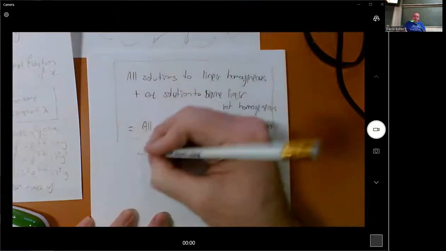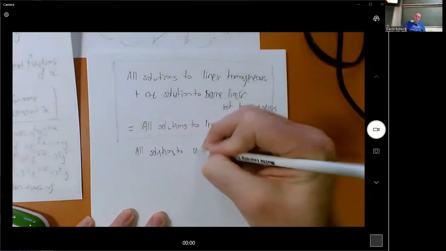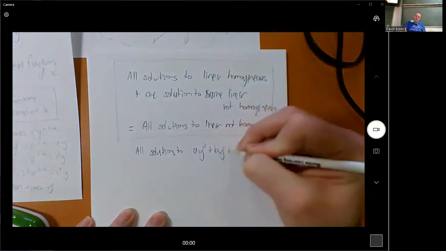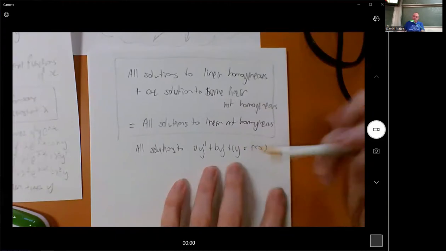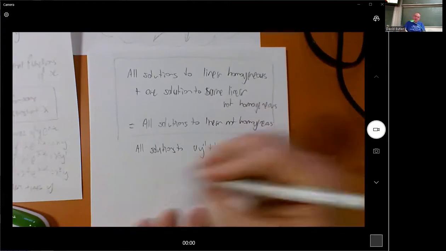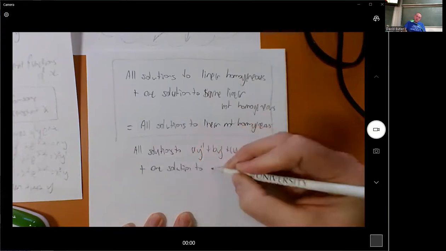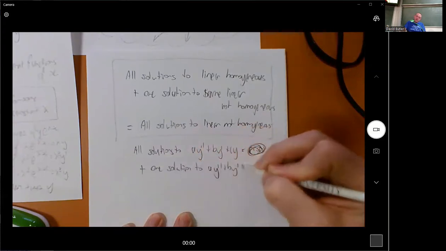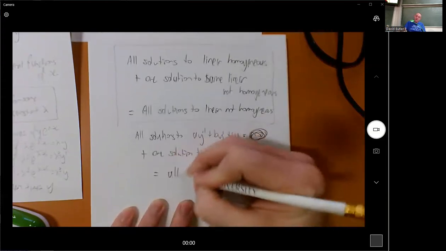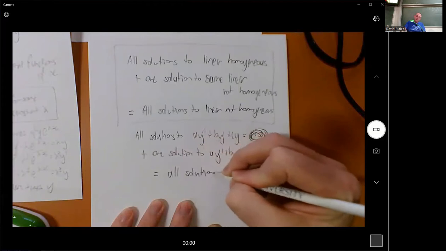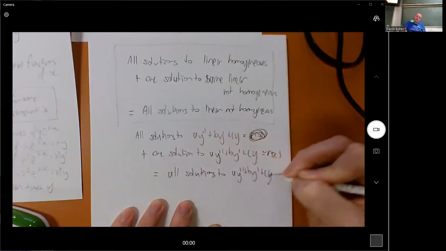The maths version is all solutions to ay'' + by' + cy = 0, that's the homogeneous ones, plus one solution to ay'' + by' + cy = r(x), equals all solutions to ay'' + by' + cy = r(x).